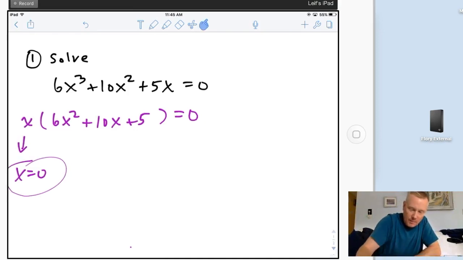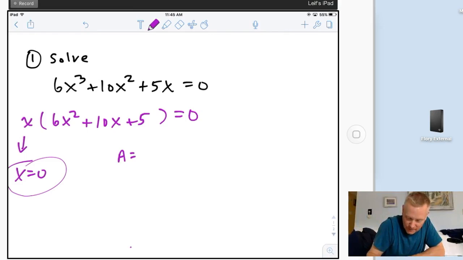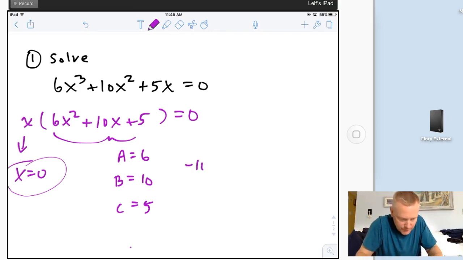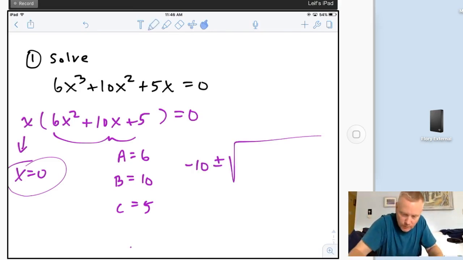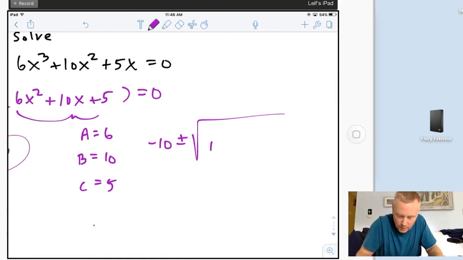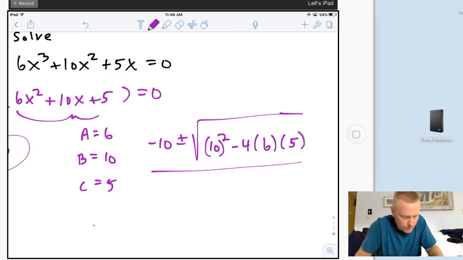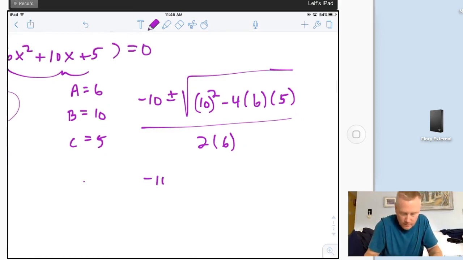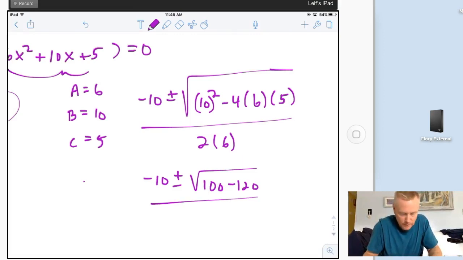All right, so I'm going to do quadratic formula on this. So, A is 6, B is 10, C is 5. Okay, getting that right from here. And then I'm going to plug this into the quadratic formula, and I get negative 10 plus or minus the square root of b squared minus 4 times a times c all over 2 times a. Okay, and when you break this down, you get negative 10 plus or minus the square root of 100 minus 120 all over 12.